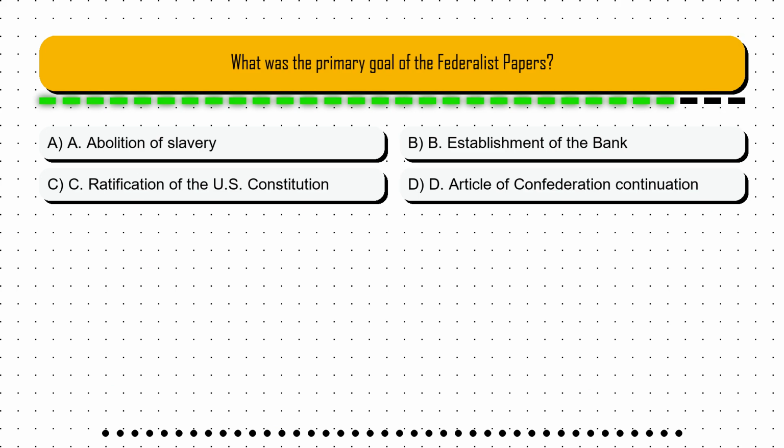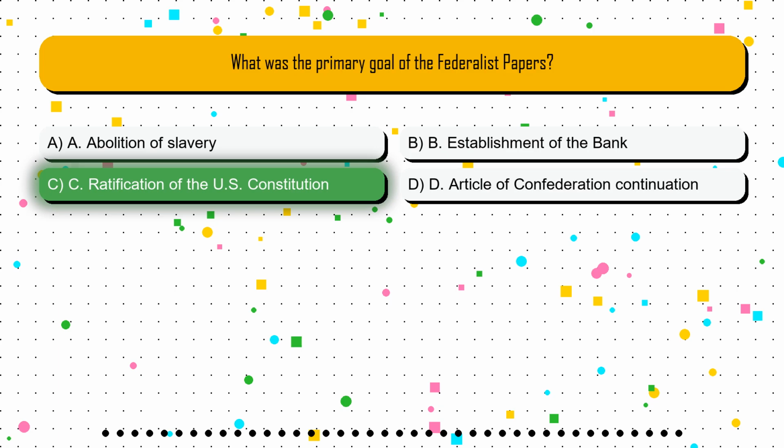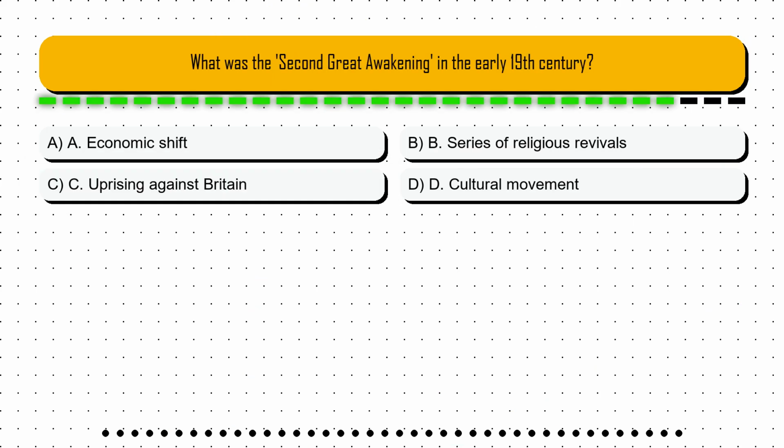Question 36. What was the primary goal of the Federalist Papers? Option A, abolition of slavery. Option B, establishment of the bank. Option C, ratification of the U.S. Constitution. Option D, Articles of Confederation continuation. The correct answer is option C, ratification of the U.S. Constitution. The Federalist Papers were a series of essays written to persuade New Yorkers to ratify the new U.S. Constitution.